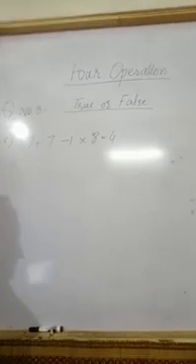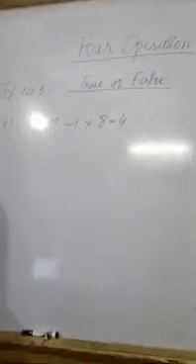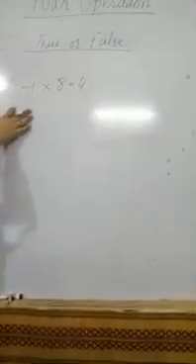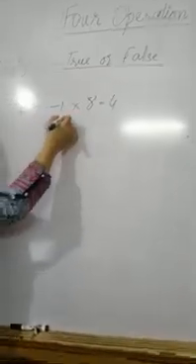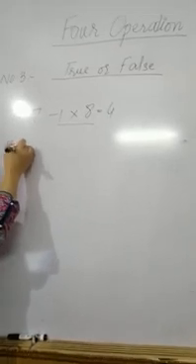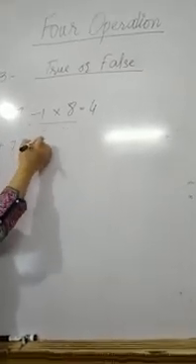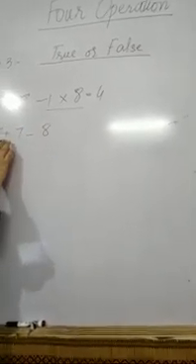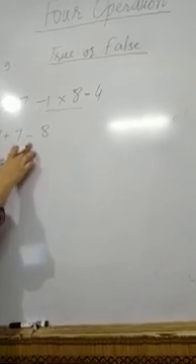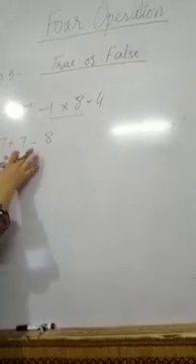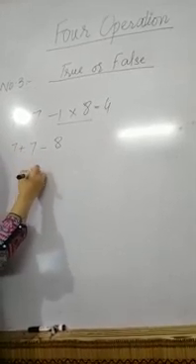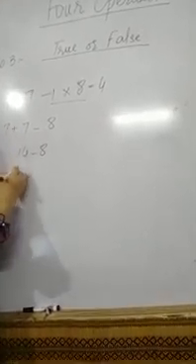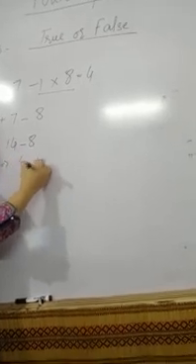In the last part, we have to apply again the DMAS rule, in which first we have to do the multiplication. So 7 plus 7 minus 1 times 8 is 8. Now here only the plus and minus is left. When only the plus and minus is left, we have to apply the left to right rule. So 7 plus 7 is 14 minus 8, which is equals to 6, which is not equals to 4. So this statement is also false.